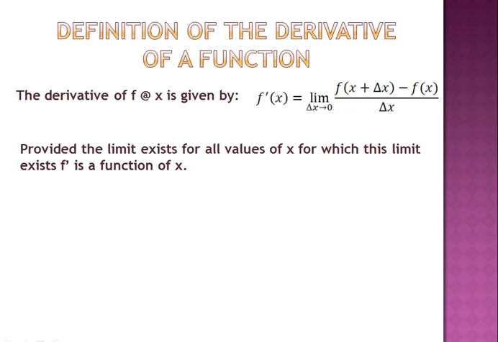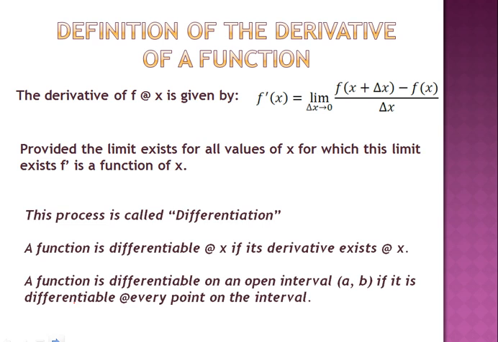The formal definition of the derivative is exactly that. If I want to find f prime, that's notation for a derivative, f prime of x is equal to taking the limit as delta x approaches 0 of f of x plus delta x minus f of x all over delta x, provided that the limit exists. For all values of x for which this limit exists, f prime is a function of x. The process that we do is called differentiation, and the function will be differentiable if all values of x exist and if the function is differentiable across our interval.